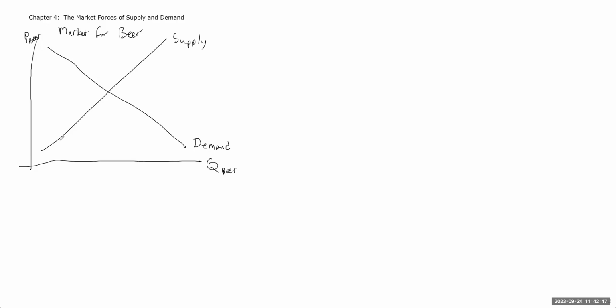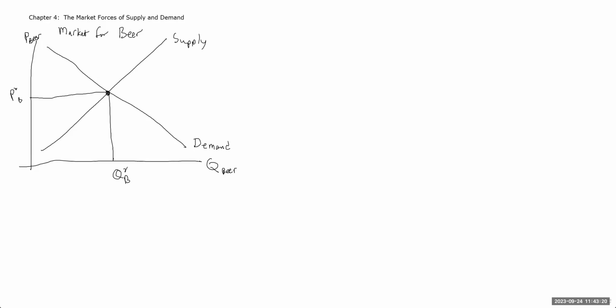We have a demand curve, we have a supply curve. We're going to learn when they cross right here, this is called the equilibrium. This price here, PB star, is the equilibrium price, and QB star is the equilibrium quantity. That's basically the goal of this chapter: to figure out how we get P star, how we get Q star, why that is the equilibrium, and why it is very efficient.